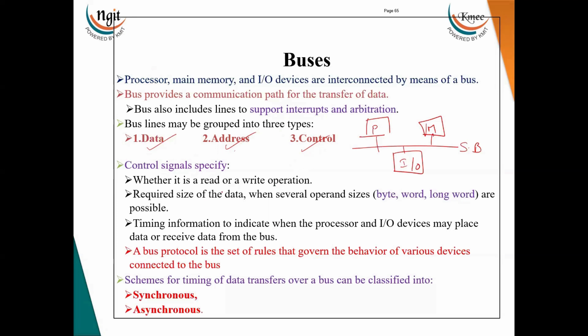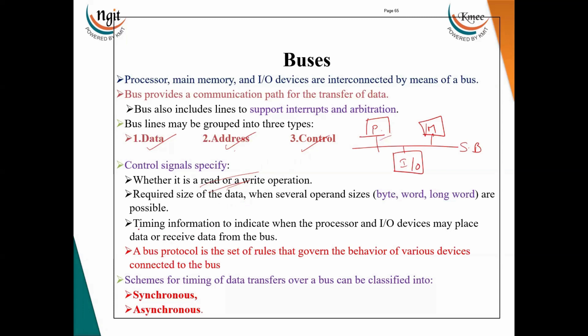Now, the processor in the system always wants to read the data or write the data. For that, read and write commands are there. So those two commands are under the control bus. Those control commands will be carried by the control bus.